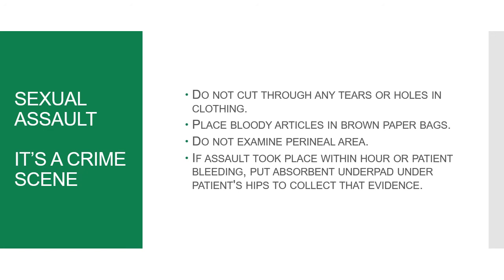And again, don't examine the perineal area. If the assault took place within an hour or the patient is bleeding, you could put an absorbent underpad under the patient's hips to collect that evidence, like a gauze or an ABD pad or something like that. Talking to the sexual assault nurses, they have said that sometimes, when the patient urinates, they have the patient blot themselves with the toilet paper, and then they actually save that toilet paper, and there has been semen on the toilet paper that they have been able to use to convict an assailant. So it's really important that we keep all the evidence possible.